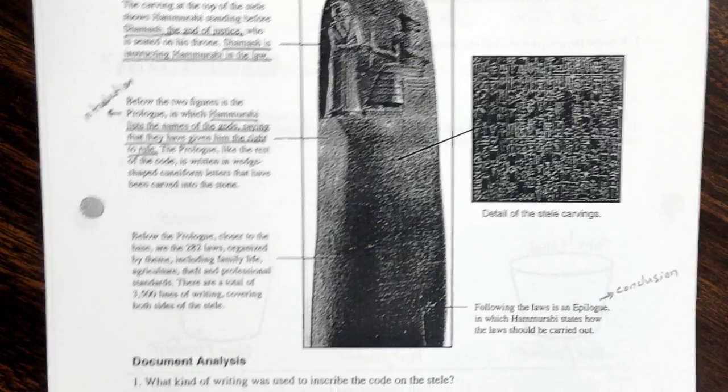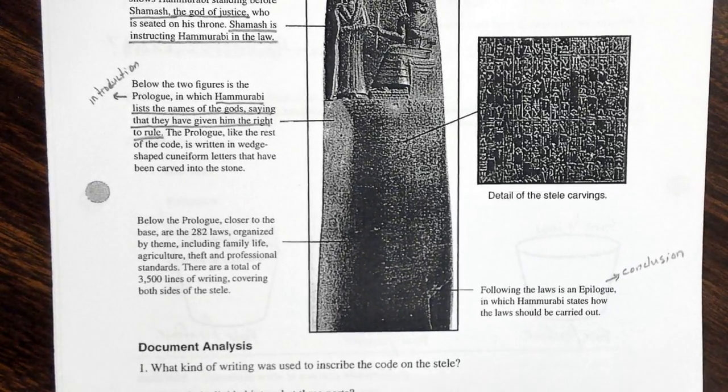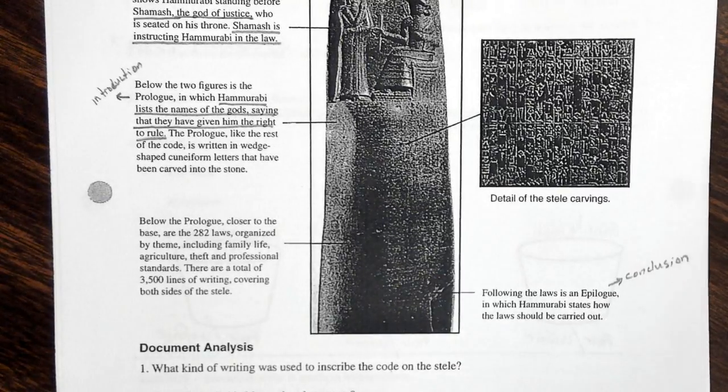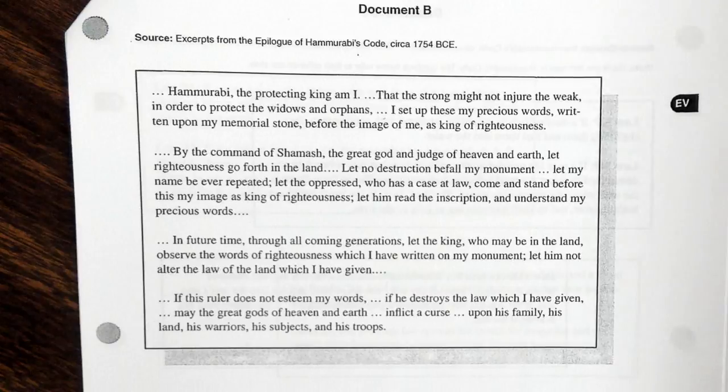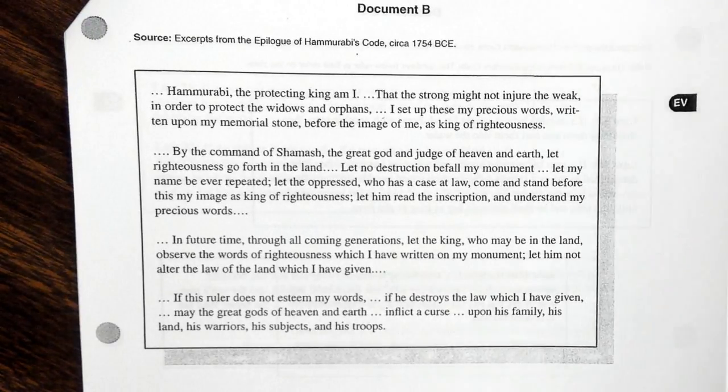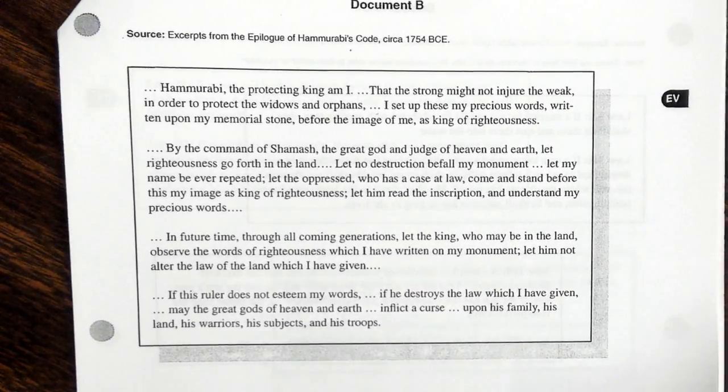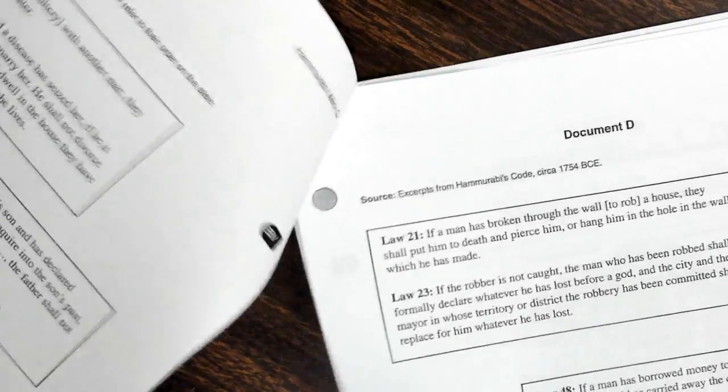Okay? So that's the stone stele. Let's turn over. Now we're going to skip document B. So we're not going to use document B because it doesn't talk about the laws. It talks about how wonderful Hammurabi is. Let's take a look at document C.